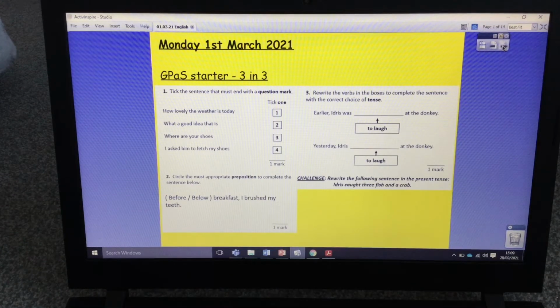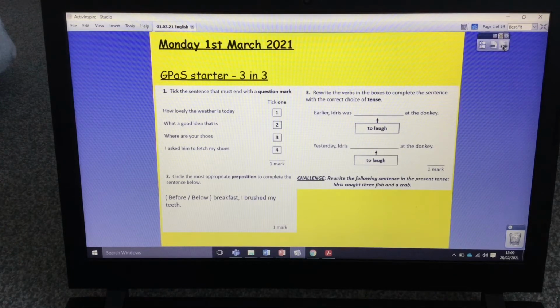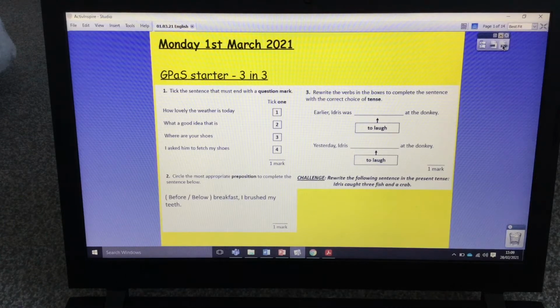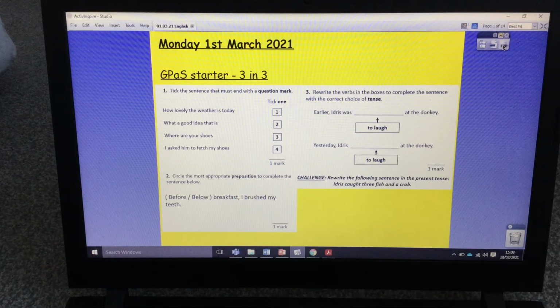Question 2, circle the most appropriate preposition to complete the sentence below. So should it be before breakfast I brushed my teeth or below breakfast I brushed my teeth? Number 3, rewrite the verbs in the boxes to complete the sentence with the correct choice of tense. Earlier, Idris was something at the donkey, and yesterday, Idris something at the donkey.